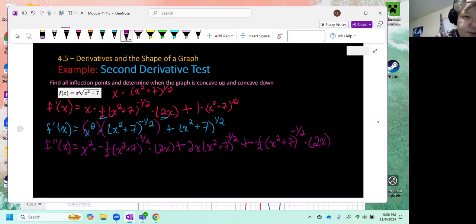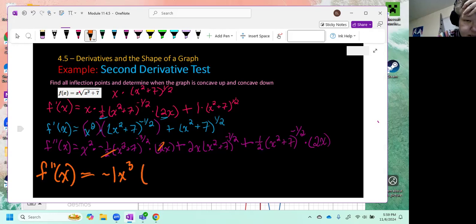All right, well, let's do a little bit of cleanup. See what kind of common terms we have. It looks like this front one is going to be a negative, but the 2 and the 1/2 will cancel. So I have negative 1 times x cubed times my ugly, x squared plus 7, to the negative 3/2.